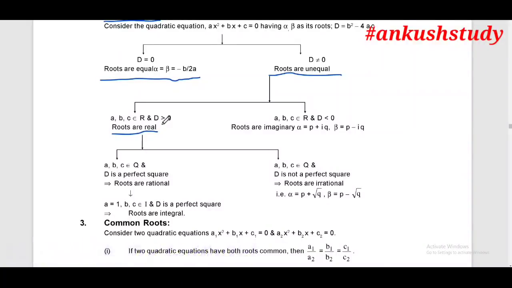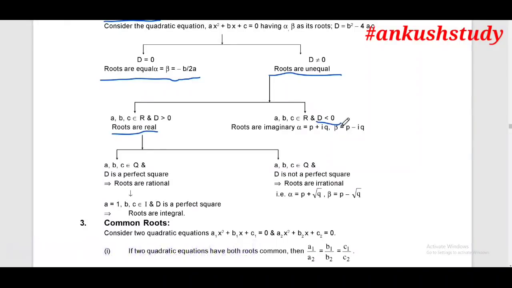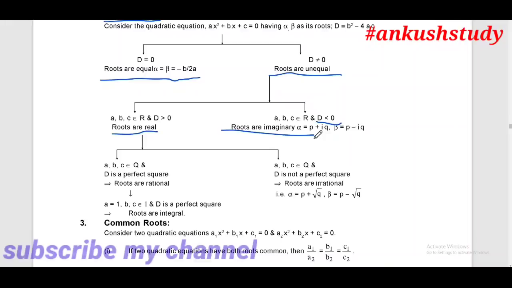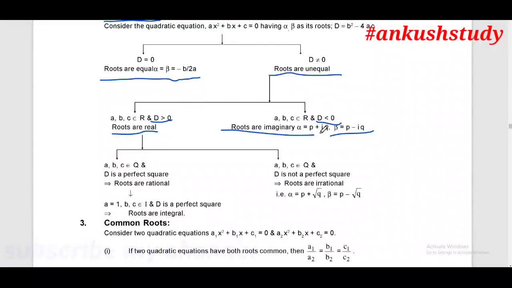And when D is greater than 0, the roots are real. Okay, and when D is smaller than 0, the roots are imaginary. Okay, so alpha is equal to p plus iq, and beta is equal to p minus iq. Okay, so these are the two examples. So you have to just remember that when D is greater than 0, roots are real. D is smaller than 0, roots are imaginary. When D is equal to 0, roots are equal, and when D is not equal to 0, roots are unequal.